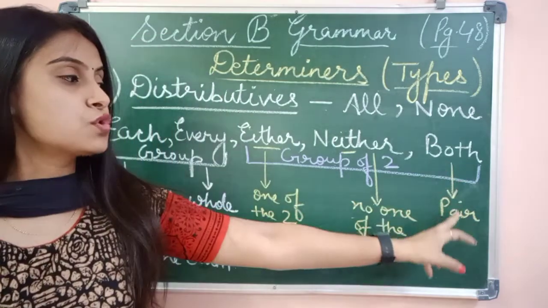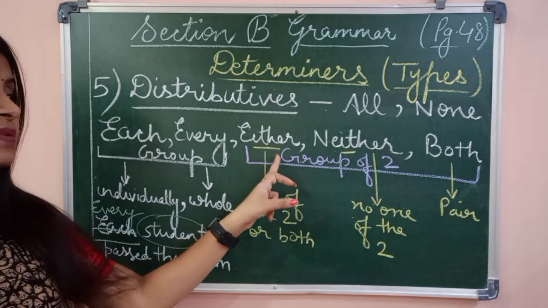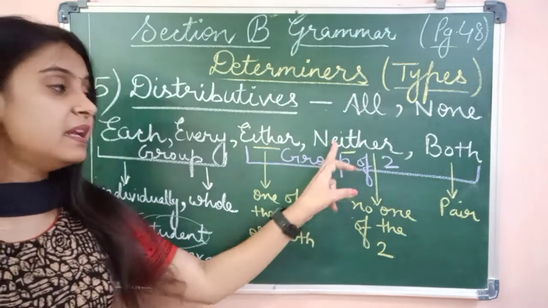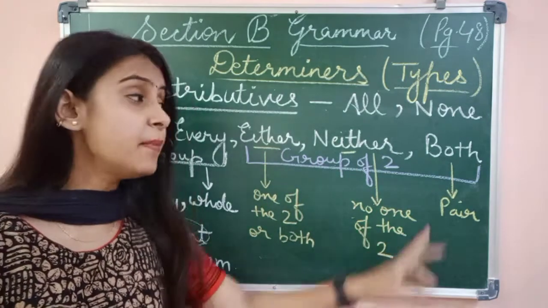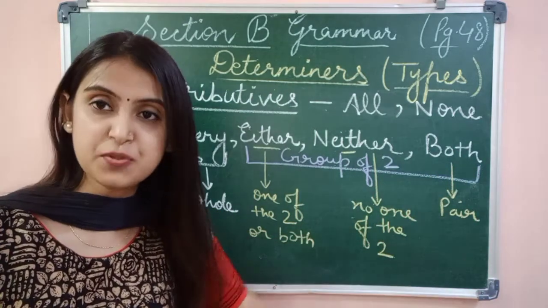So both is used to talk about the pair. In a pair we have two people or things, so both is used to talk about both. I hope it is clear to you. Either means one of the two or both of them. Neither means nobody of them, and both means both of them. The pair, the complete pair.